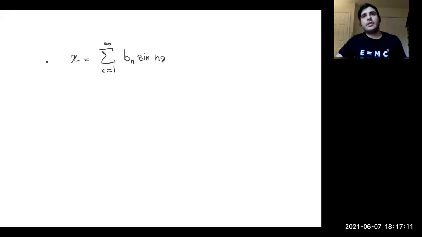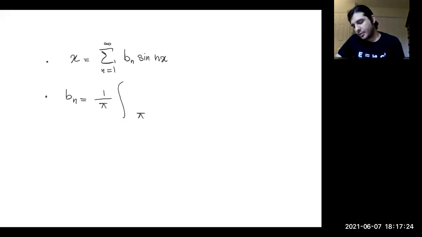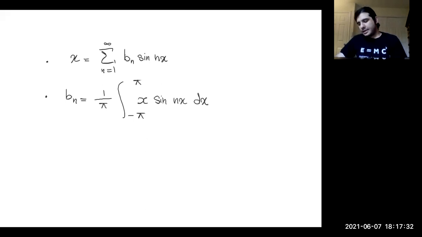So now here x is just equal to sigma n goes from 1 to infinity bn sine of nx. And the only thing which we are looking for are these numbers bn, right? So what is bn? Bn is equal to 1 over pi integral from minus pi to pi f of x, which is x, sine of nx dx. Note that here I have chosen the period of the function to be pi.